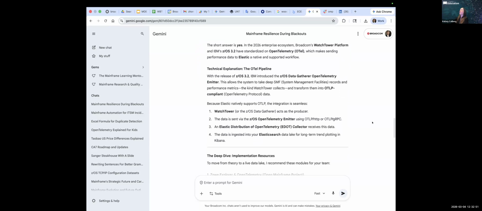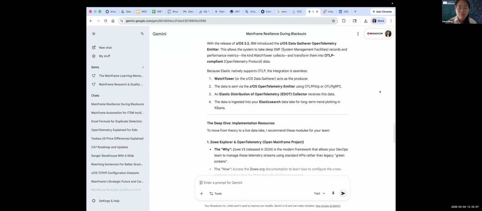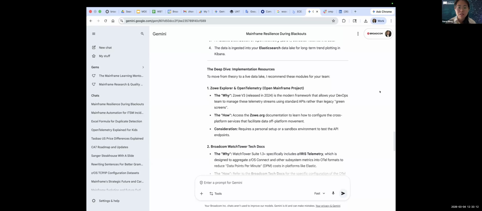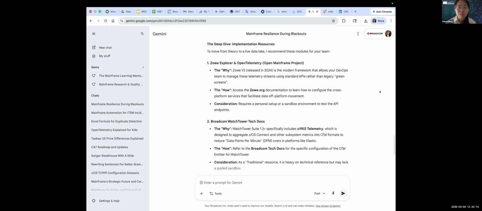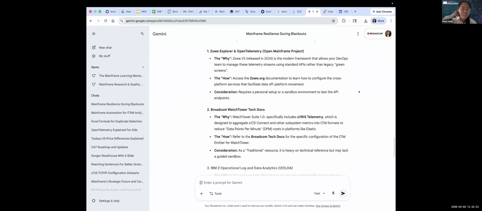the Broadcom specific one. We can actually see it pointed out Broadcom's support, and here is a technical explanation followed by the deep dive. So this is definitely a bit technical. It actually has OMP, OpenTelemetry, and recommended Zowe again to come on top. Zowe is just a mediation layer for everything.